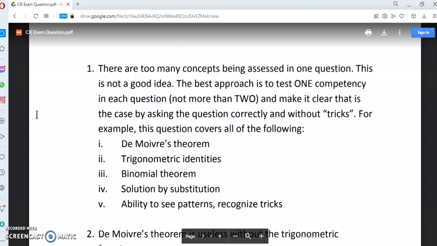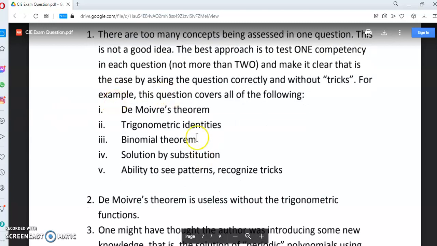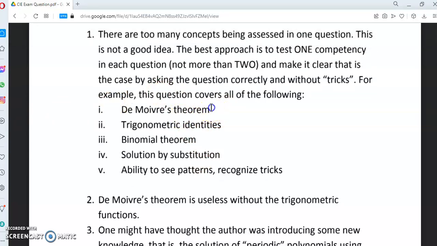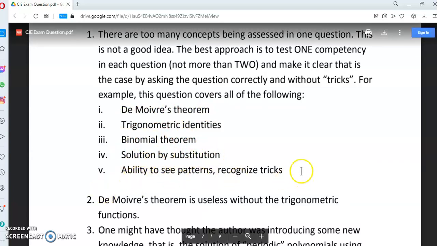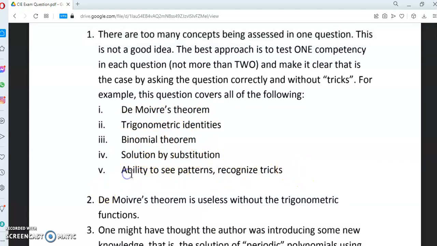Because, I mean, if you're putting tricks in, you're not really testing the student's competencies in the subject, but his ability to notice special ways of getting around a particular problem. So this particular question covers a lot of competencies: de Moivre's theorem, trigonometric identities, binomial theorem, solution by substitution, and the ability to see patterns and recognize tricks.